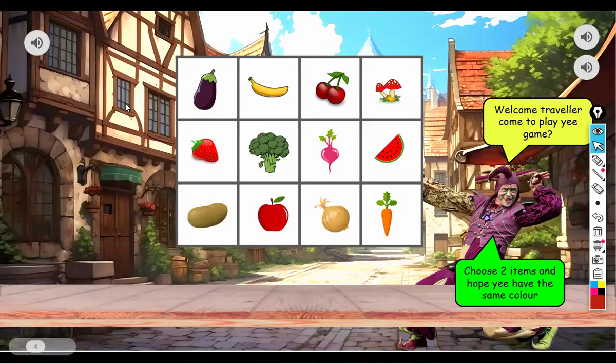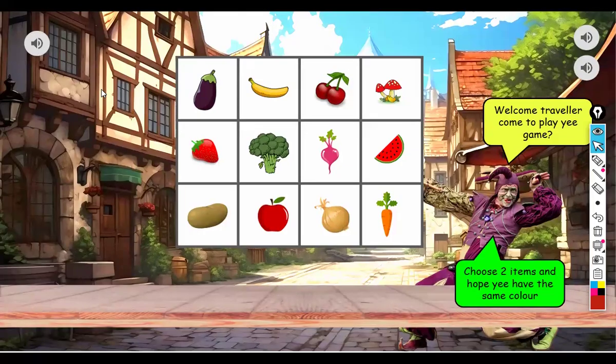So choose two items, guys, just for fun, just to relieve the stress and whatnot, or relieve the tension. Choose two items, and let's hope your two items are the same color. Let's see who is lucky and who is not lucky.